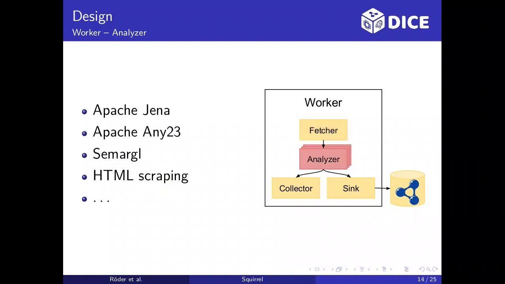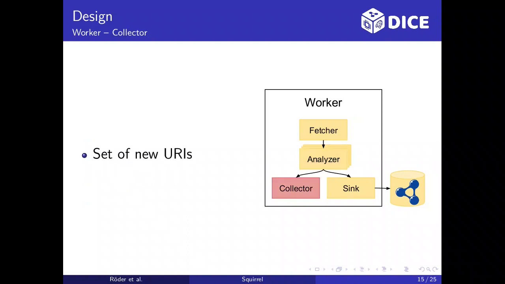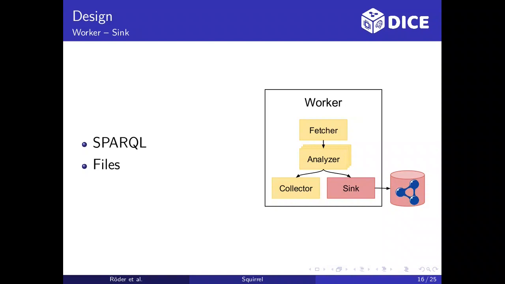After downloading, the content is analyzed, and there we also rely on different libraries like Apache Jena, Apache Any23, the Zemanta parser, but also a module that allows the scraping of HTML pages based on rules defined by the users. The collector module collects a set of new URIs that is then sent back to the frontier for further crawling, and the sink takes care of storing the crawled data.